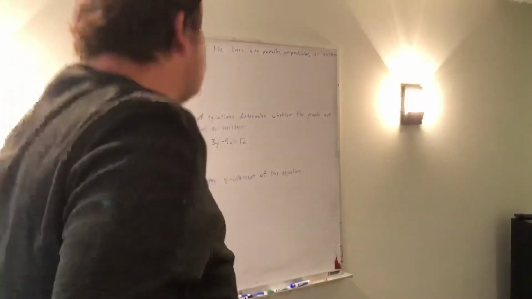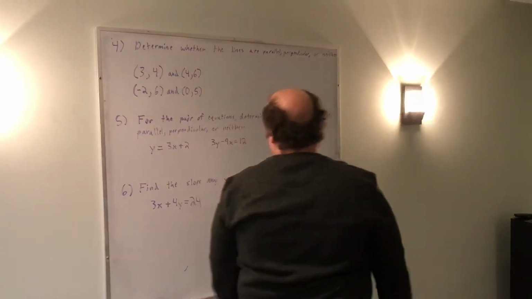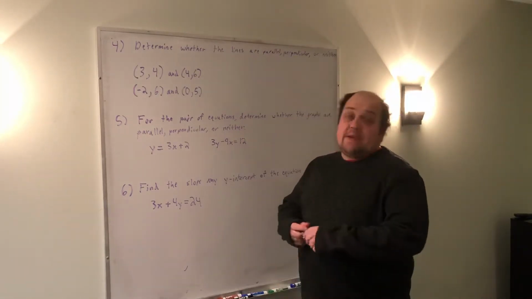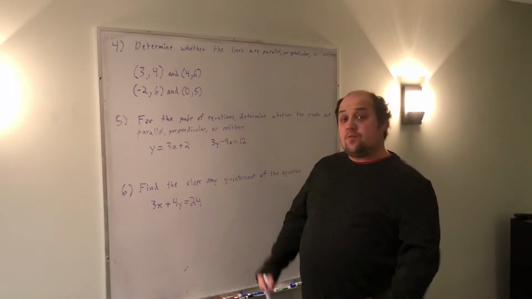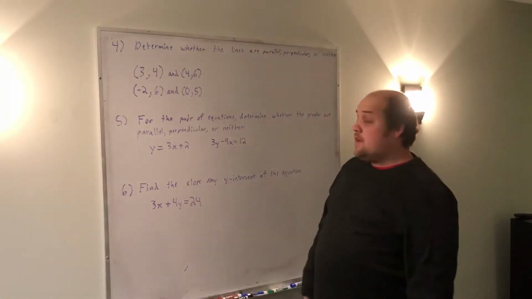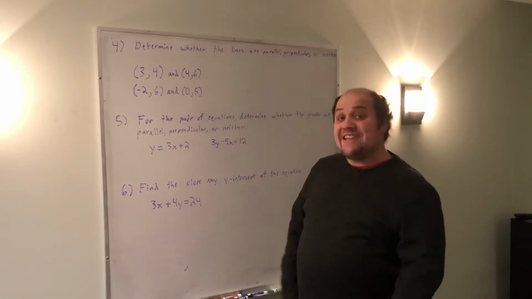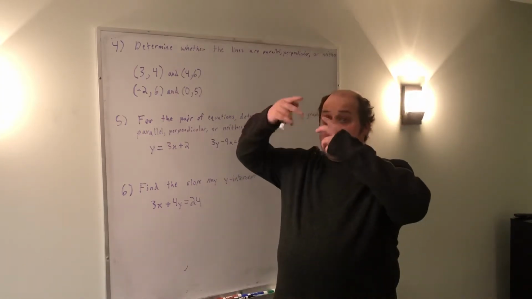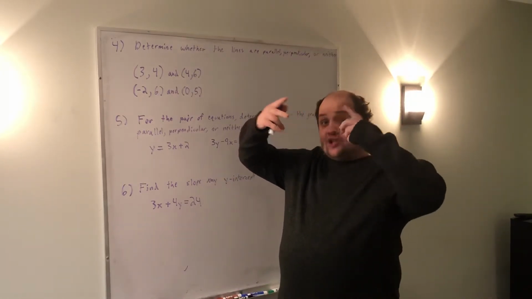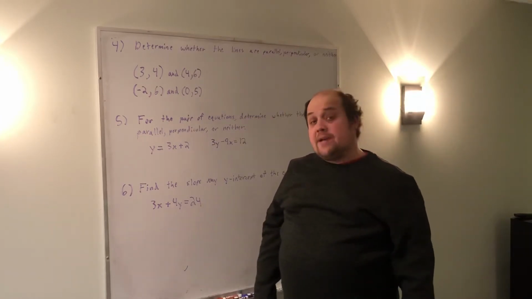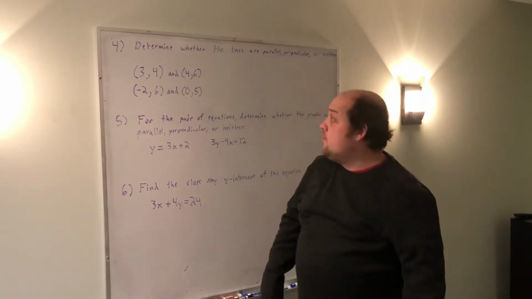In the next set of problems on the sample file, we're first asked to determine whether two sets of points are parallel, perpendicular, or neither. In order to do this, we're going to need to find the slopes. If the slopes are the same, we're going to say they're parallel. If the slopes are negative reciprocals, in other words, if I flip them and the fractions are the same, one positive, one negative, then the lines are perpendicular. Anything else and they're neither.